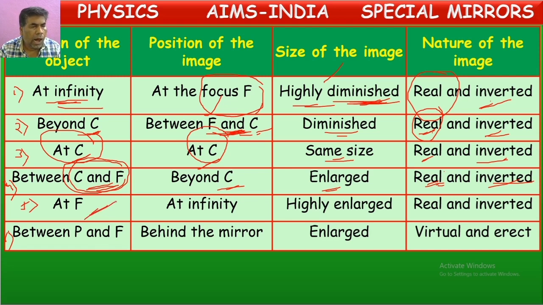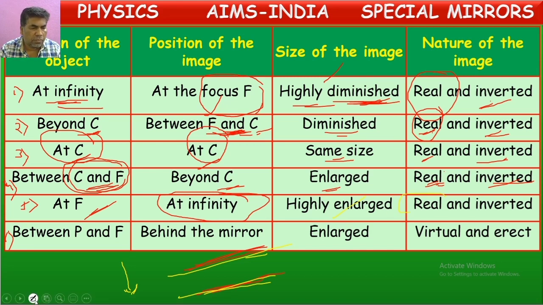When the object is at focus, image is formed at very long distance, at infinity. Why? Means the rays after reflection will be parallel. They never meet. They never appear to meet. So we have to imagine the image is formed at infinity, but how highly enlarged. Highly enlarged. The nature is real and inverted.